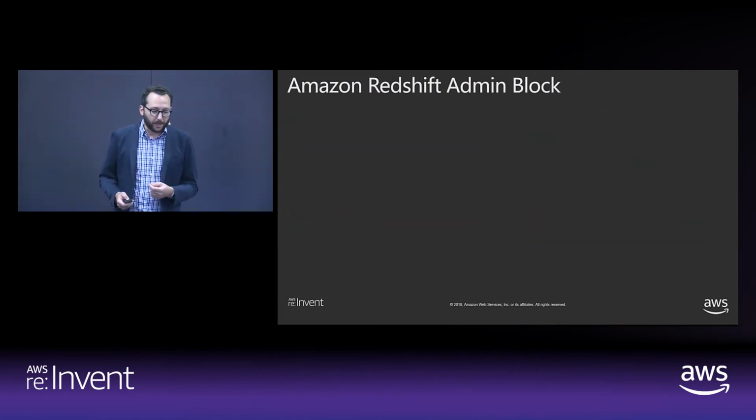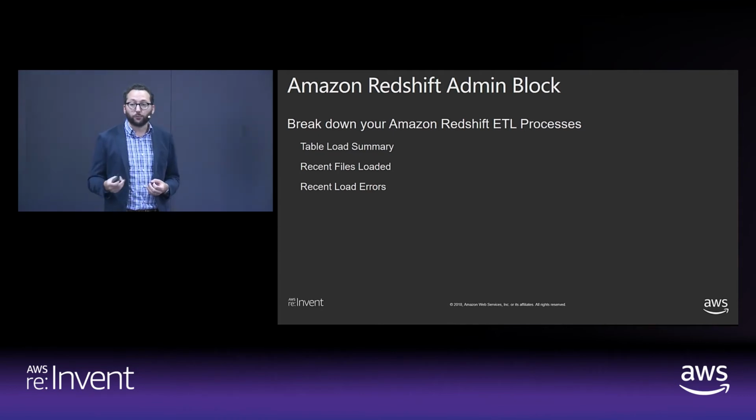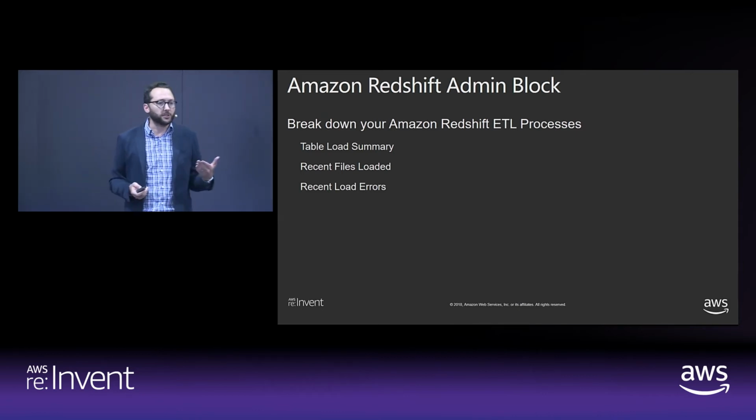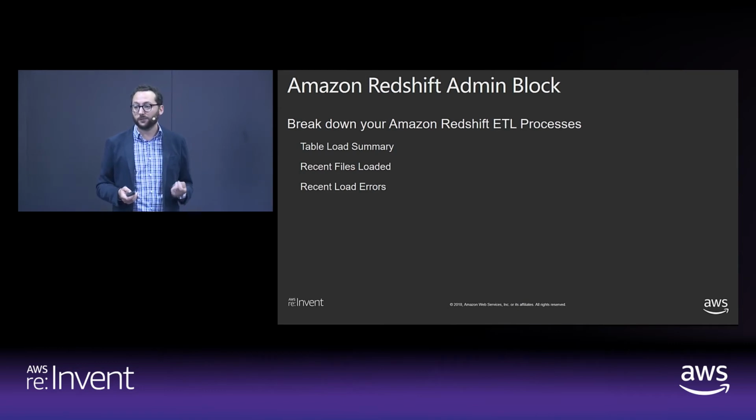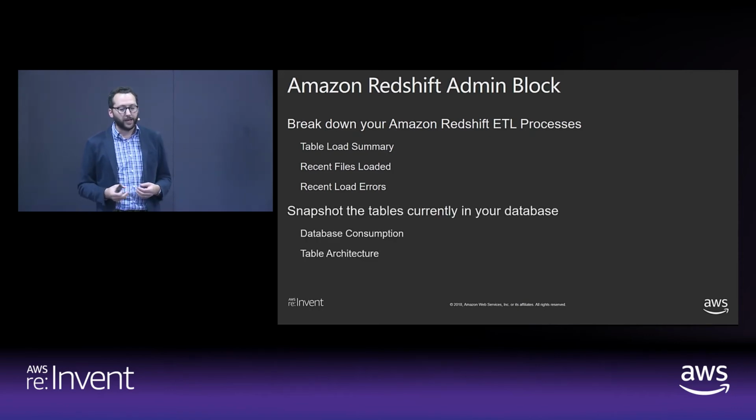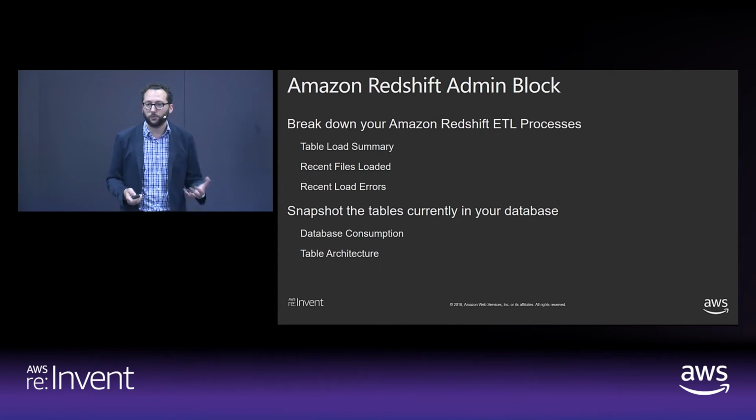So the Redshift admin block, it's really going to break down those ETL processes so you can see when tables were loaded, what do those summaries look like, what files have been loaded, what errored. Even just in Redshift, one of the things that's often tricky is knowing, well, when did an ETL process fail, right? And why? What was the error message? This makes that really simple. It also gives you a snapshot of what's already in your database so you can see that and understand how well it's performing.